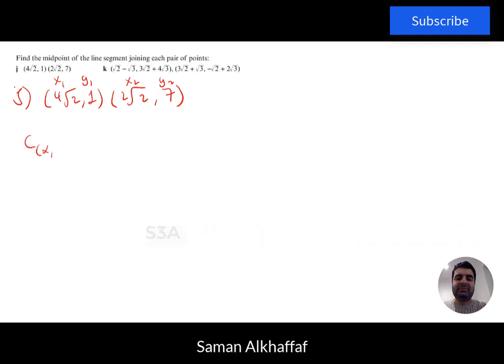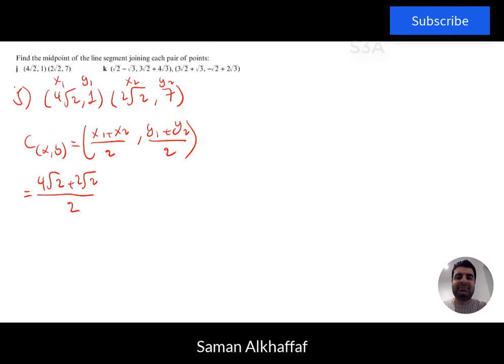So the midpoint will be x1 plus x2 over 2 and y1 plus y2 over 2. So in this scenario we add the x's, so that will be 4 root 2 plus 2 root 2 over 2, and for the y we would have 1 plus 7 over 2.